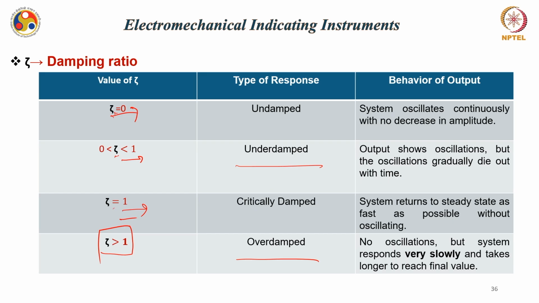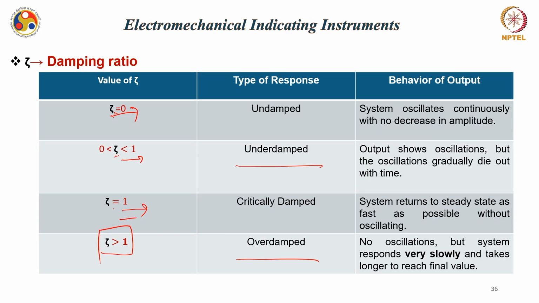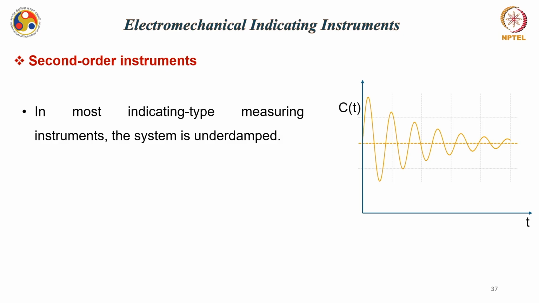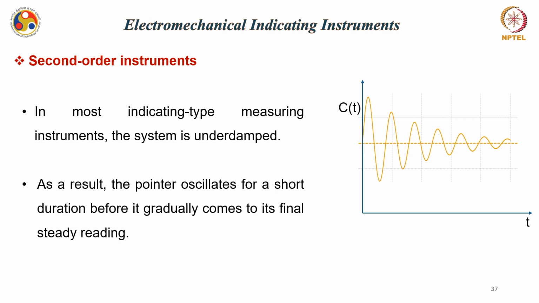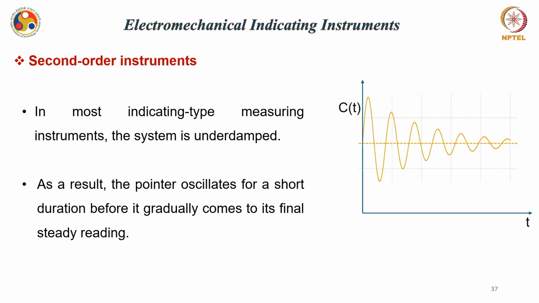Okay, so you will be reading more about this second order instrument and all these damping values when you cover the control system course. In most indicating type measuring instruments, the system, as I have already mentioned, is underdamped. As a result the pointer oscillates for a short duration before it gradually comes to its final steady position. All right, so this is about different orders of the system.